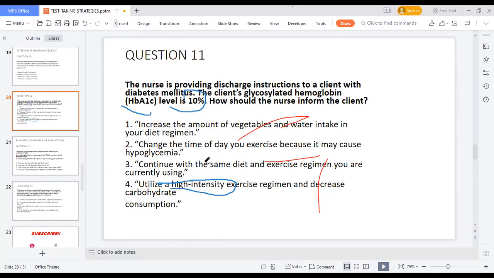So the client's blood sugar is high. What we should tell the client instead is to increase vegetables and water intake in the diet, okay? This will drop the blood sugar level a little bit, okay? So the answer here is number 1. You can only answer this question if you understand that there is an abnormality. But if you think the value is normal, you will choose option 3, right? So this is what you have to apply in order to answer such questions.